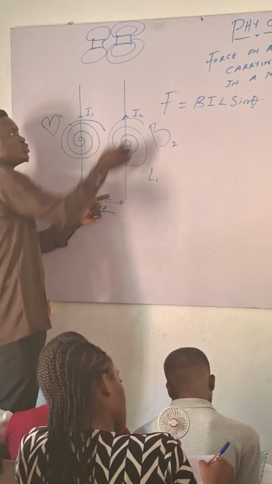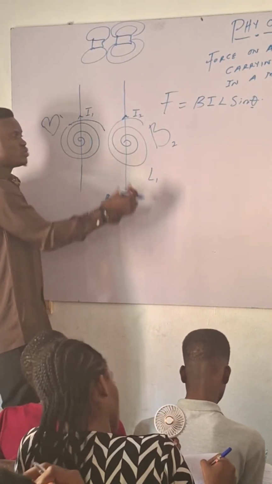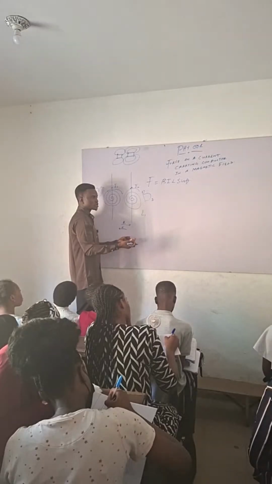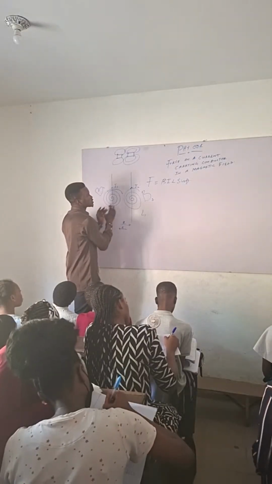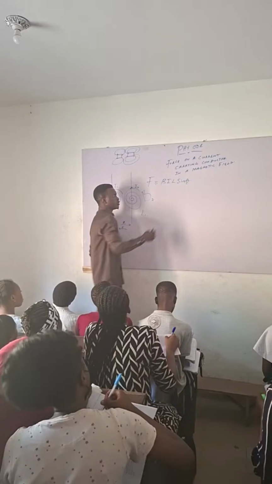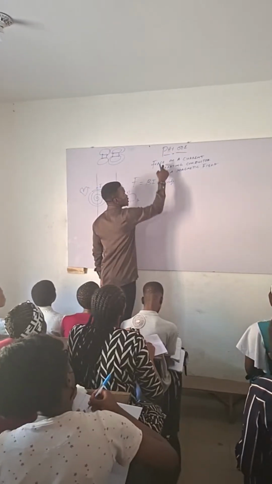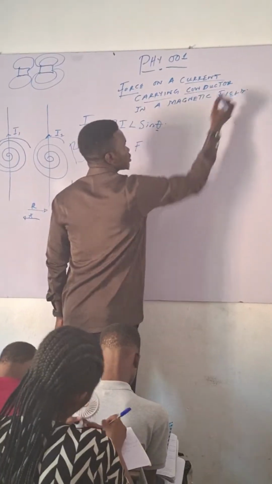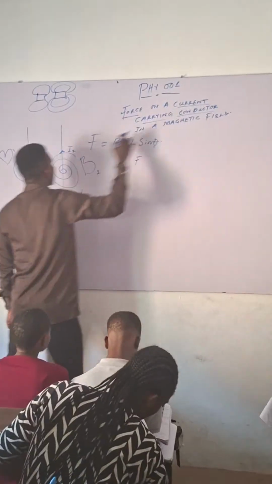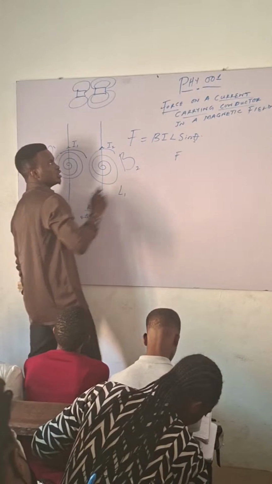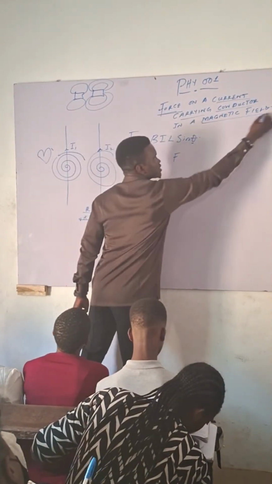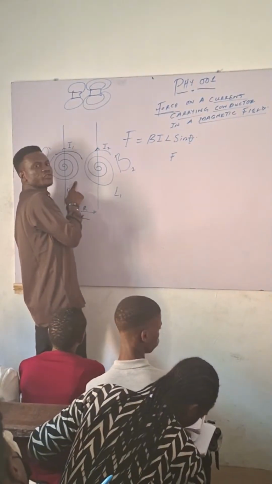But now, how do you know the force? If it is going to be attractive or repulsive, that's what we want to talk about. And in order to know the force, if it is going to be attractive or repulsive, so to determine the force on a current carrying conductor, what is that current carrying conductor? This wire. Now, it's going to experience a force because it is placed in a magnetic field.